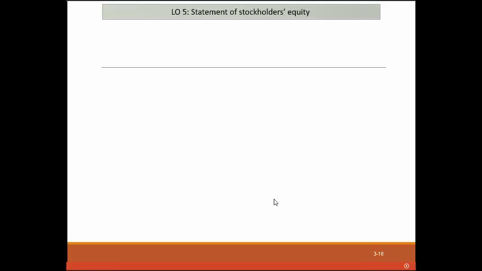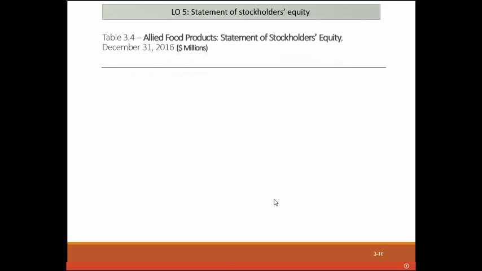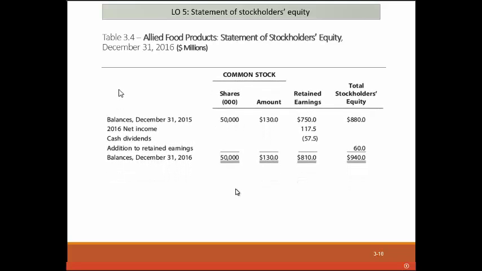Learning Objective number 5, the statement of owner's equity. Let's look at the Allied Food Products Statement of Owner's Equity for December 31, 2016. The Statement of Owner's Equity is designed to show shareholders where their investment was at the beginning of the year and how it changed through the year to show the end of the year shareholders' equity. Essentially, the statement of shareholders' equity turns the balance sheet on its side.